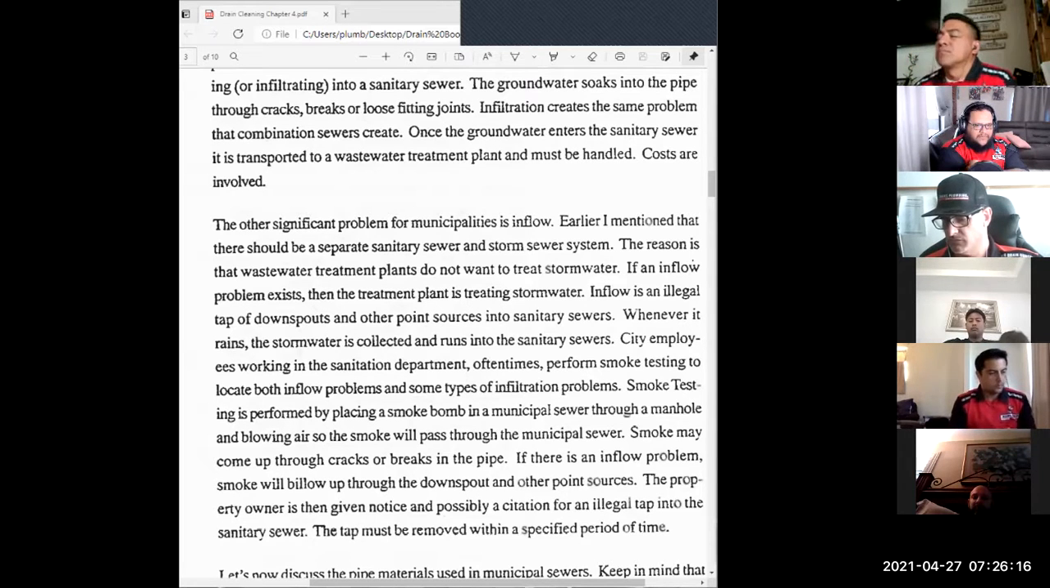So the infiltration is talking about groundwater getting into a broken area or a crack in the pipe. And the inflow side is when it's illegally tied into the sewer system. So people tying in their gutter drains or even condensation drains, stuff like that. That's all illegal tie-ins. That would be called an inflow type of deal there.